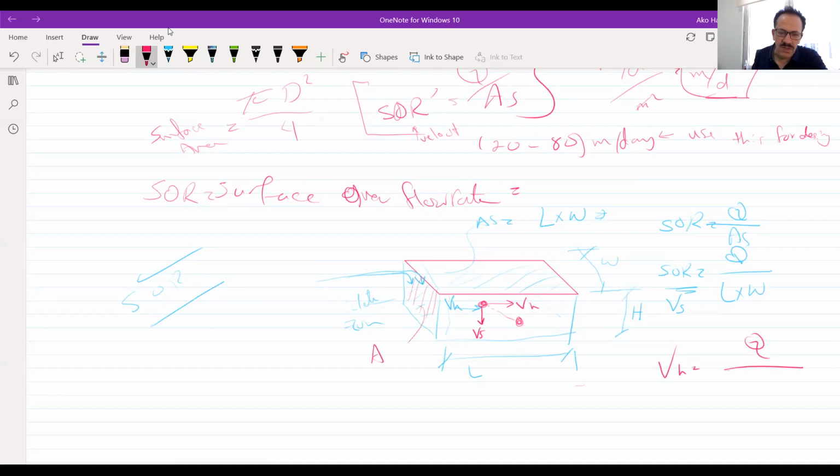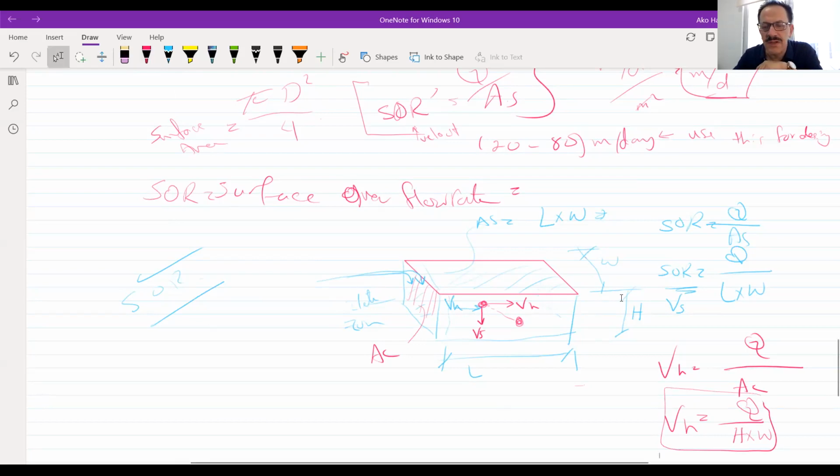This is called cross-sectional area. Cross-section means the area that is perpendicular to the direction of the flow. The perpendicular area to the direction of the flow in this case is H times W, right? So Q divided by H times W gives you the horizontal velocity. And this is if you have a rectangular shape.